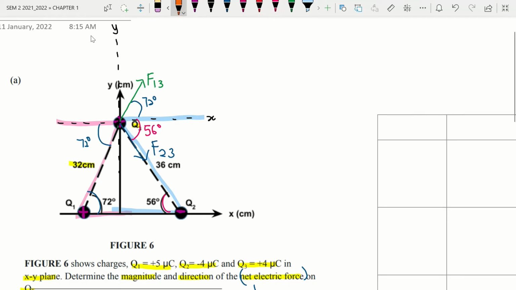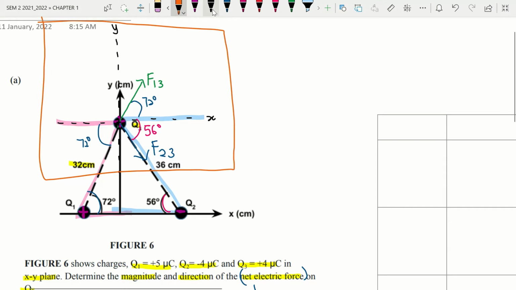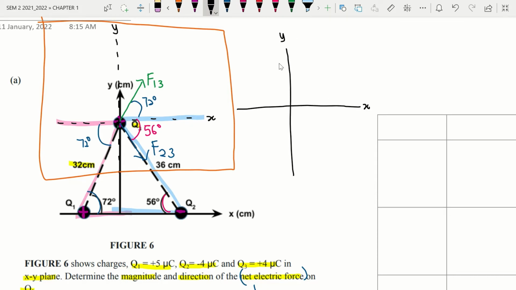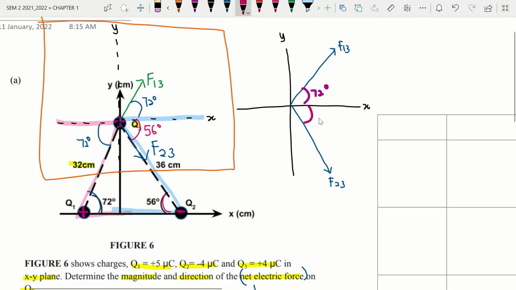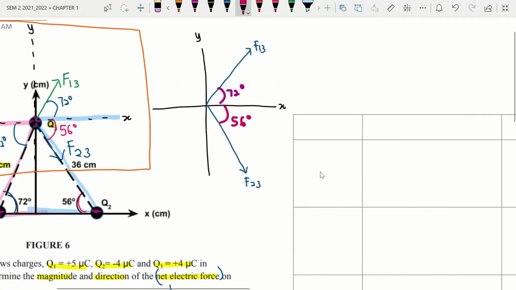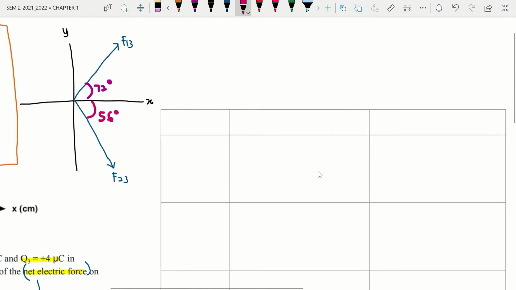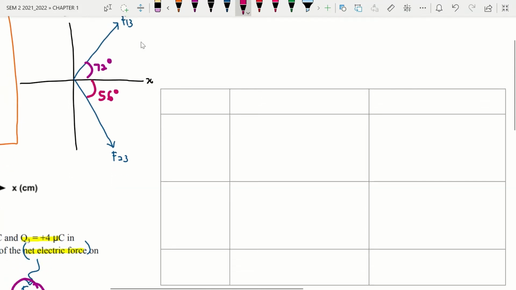So what I'm going to do, I'm going to redraw this. So this is your y-axis and this is your x-axis. So y-axis, x-axis, and your F13 is here, and your F23 is here on the fourth quadrant, and the angle here is 72 degree, and the angle here is 56 degree. So now we are going to resolve it.